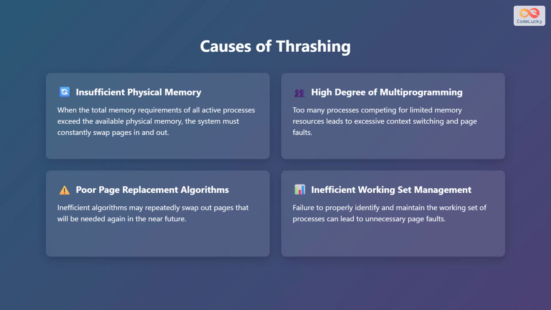Several factors can lead to thrashing. First, insufficient physical memory occurs when the total memory requirements of all active processes exceed the available physical memory, which forces the system to constantly swap pages in and out. Second, a high degree of multiprogramming, where too many processes compete for limited memory resources, leads to excessive context switching and page faults. Third, poor page replacement algorithms can repeatedly swap out pages that will be needed again in the near future. Finally, inefficient working set management can lead to unnecessary page faults due to failure to properly identify and maintain the working set of processes.